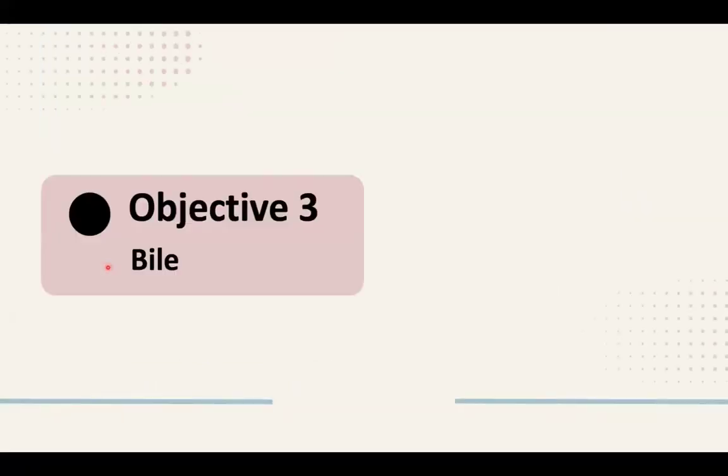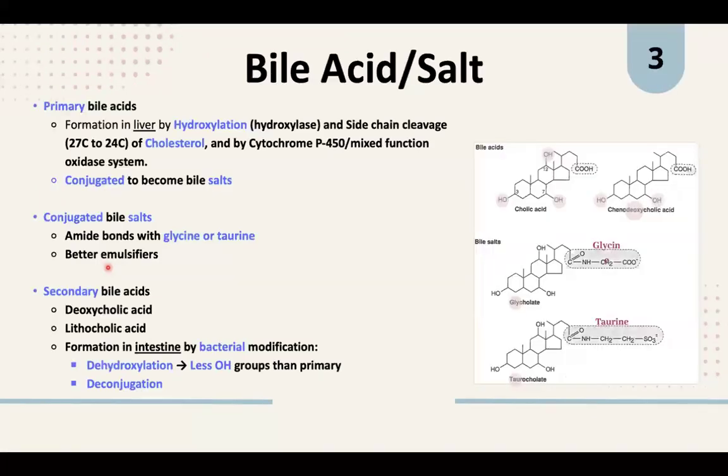Okay. Next objective is about bile, and it's very brief. So we have bile acids and bile salts. You may already know about bile. It's basically this watery mixture of phospholipids and bile salts, conjugated bile acids and all that. And it's made in the liver, stored in the gallbladder, and then secreted in the intestine in order to emulsify lipids, to digest them and absorb them. And as we said, it's the major way by which our body excretes cholesterol.